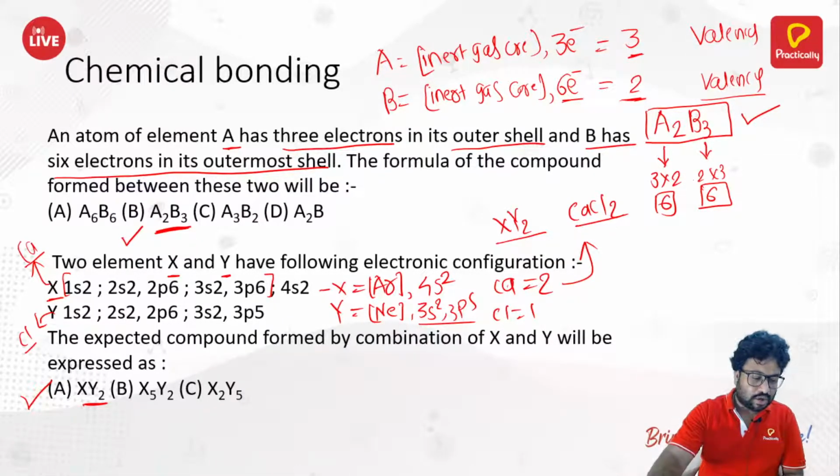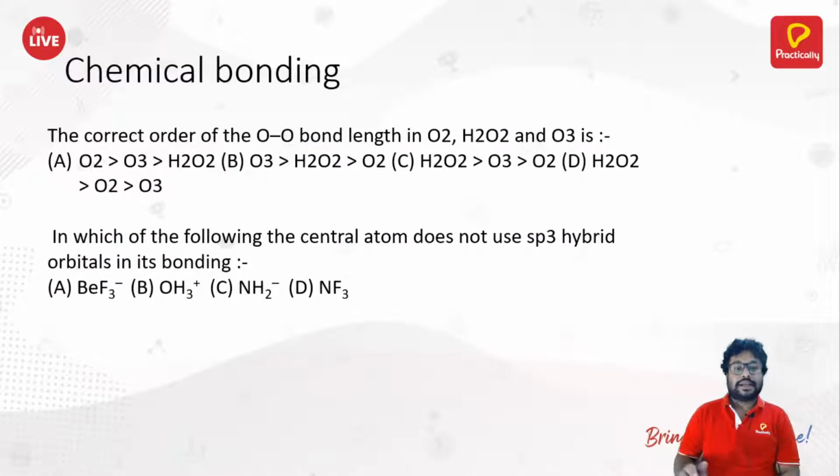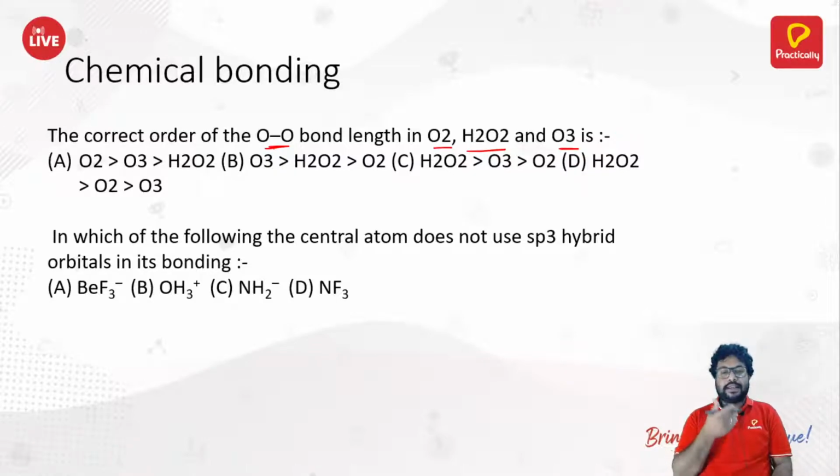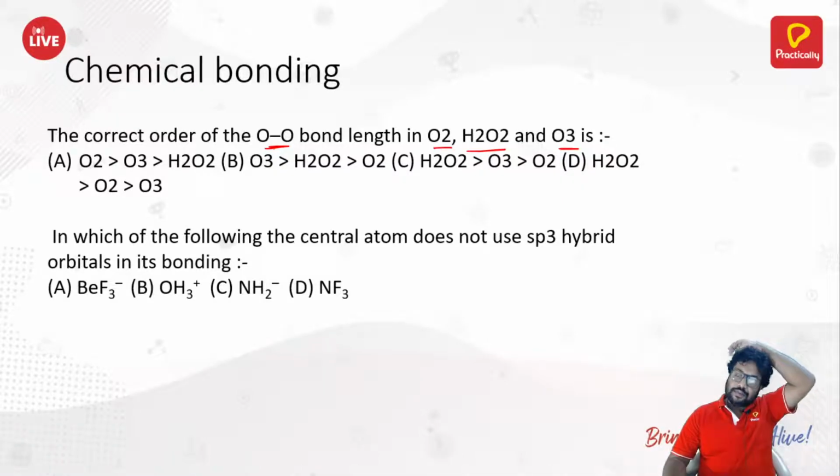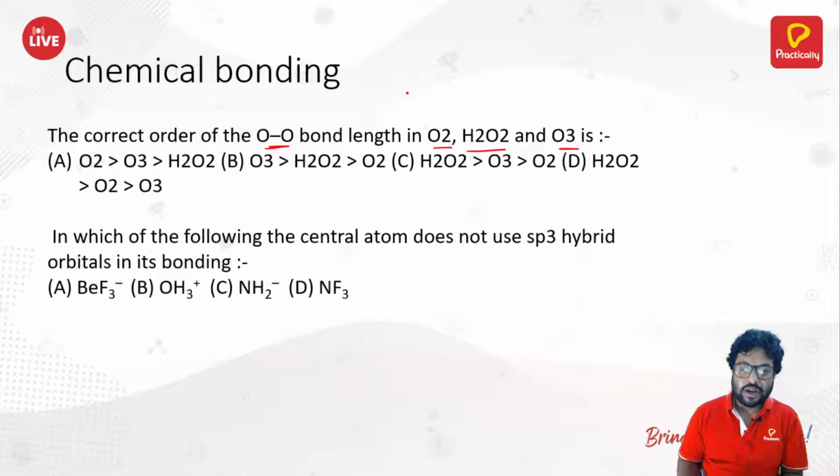Okay, so moving ahead. The correct order of oxygen-oxygen bond length in O2, H2O2 and O3. Since we are in the chapter called chemical bonding, every now and then you should be able to reproduce the structure again and again, along with its hybridization scheme, along with its bonding pair, lone pair, because that will tell you the other things about it. Now here they are asking the bond length. So let's draw it.